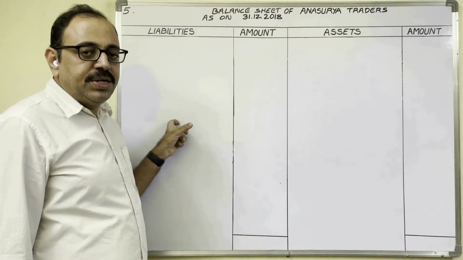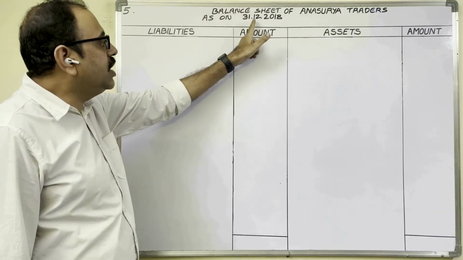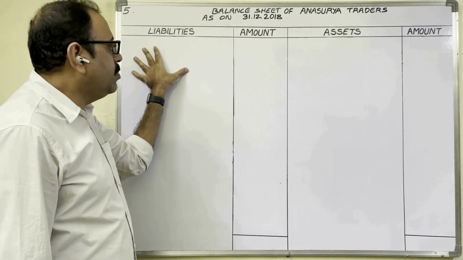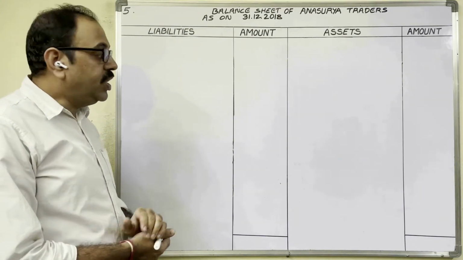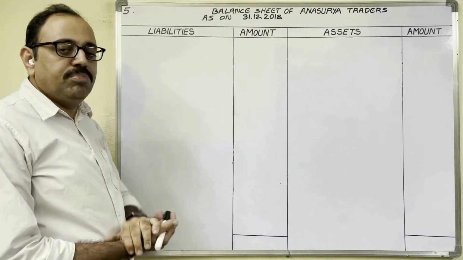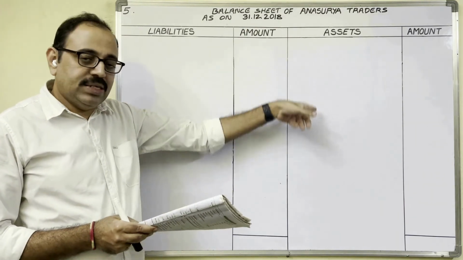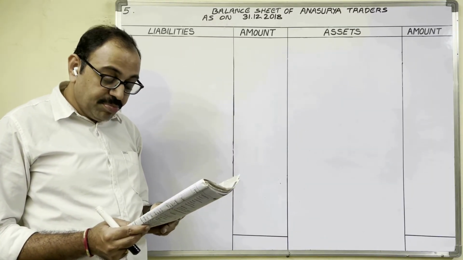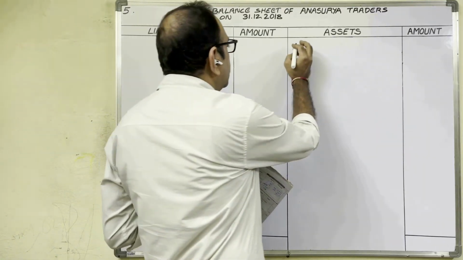This is balance sheet. Heading is balance sheet of Anasuya Traders as on 31st December 2018. Left side we have to write liabilities, right side assets. This is not an account. Therefore, don't write D or C or symbols. Trial balance debit column first we see. Means here asset side. Wages, factory rent, audit charges, machinery.